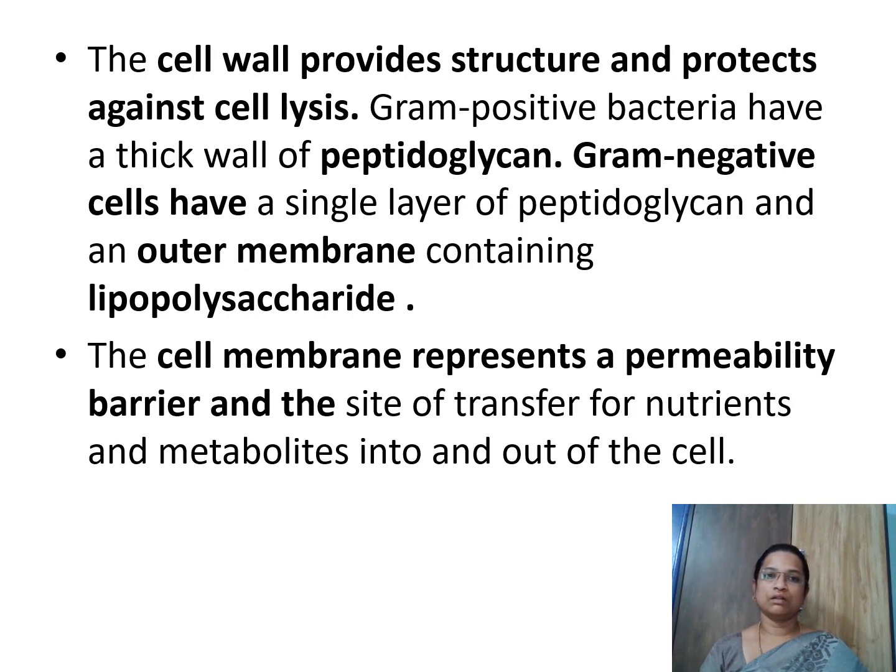And the cell wall provides structure and protects against cell lysis. Based on the nature of the cell wall, bacteria can be broadly classified into gram-positive bacteria, which have a thick wall of peptidoglycan, and gram-negative bacteria, which have a thin layer of peptidoglycan. And the final one is the cell membrane, which represents a permeability barrier, and it acts as a site of transfer of nutrients and metabolites into and outside of the cell.